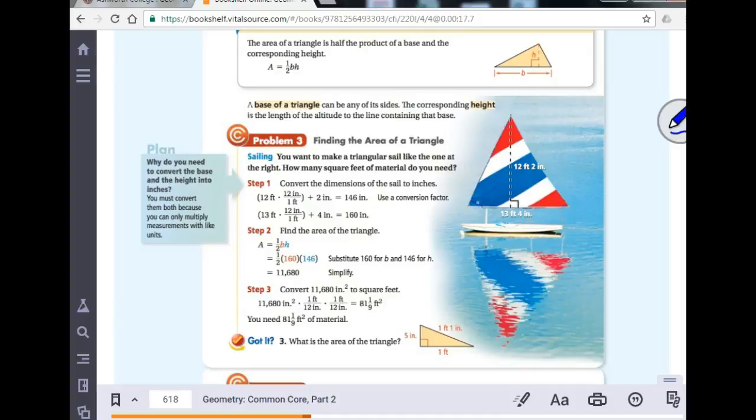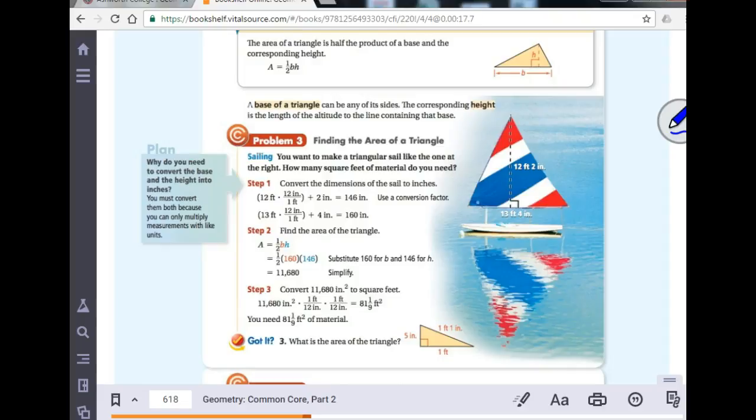Hello, we're going to be looking now at problem number 3 found on page 618 of your Geometry Part 2 textbook. This is found in lesson 10.1, talking about areas of parallelograms and triangles. We're going to pick problem 3 because it is the area of a triangle, but with a little bit of a twist, so I thought this might be helpful to let you see.